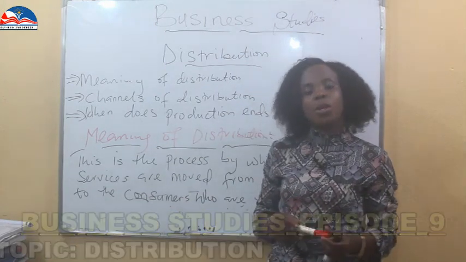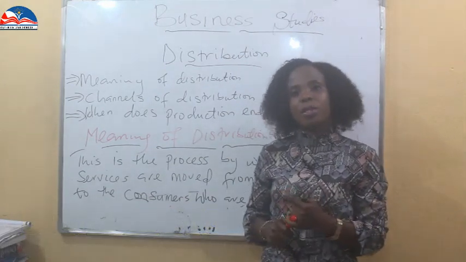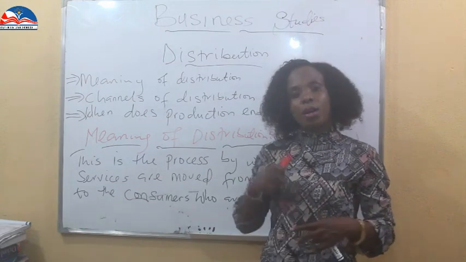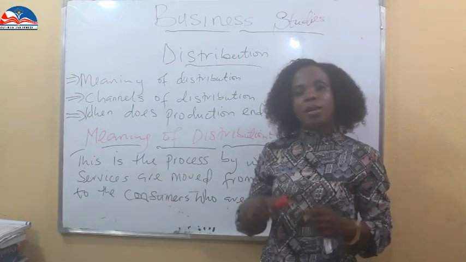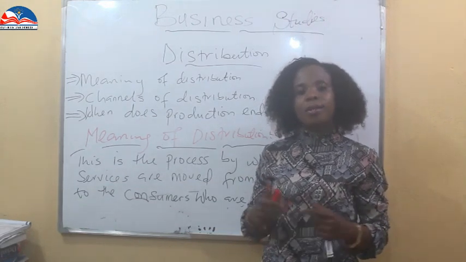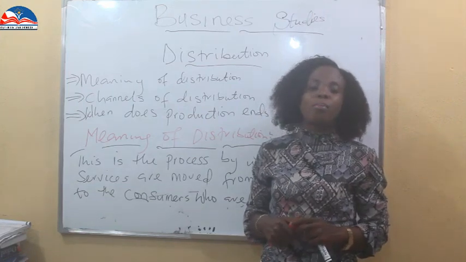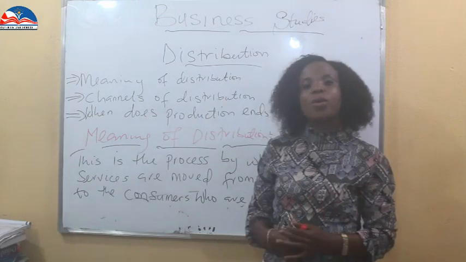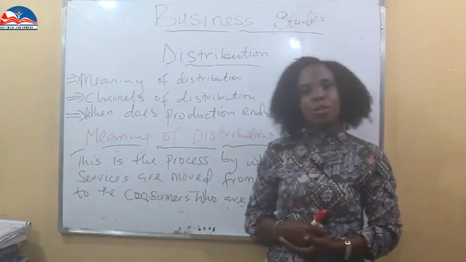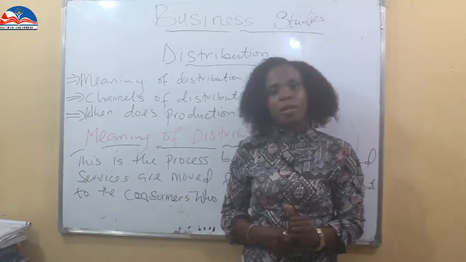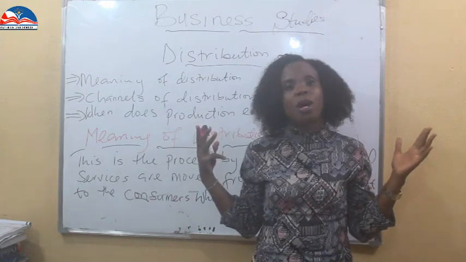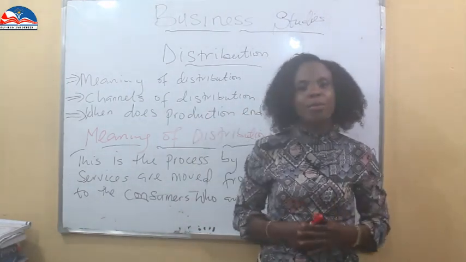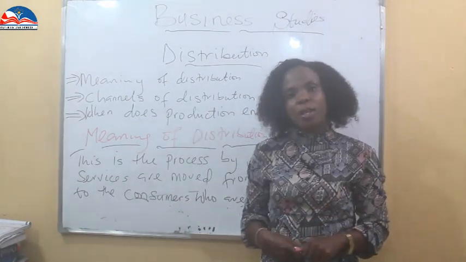In our last class, we talked about net profit, turnover, gross profit, overhead costs, sales, purchase, and the rest of them. Today we are going to see distribution in business. This course helps us to see how we can carry out business effectively.